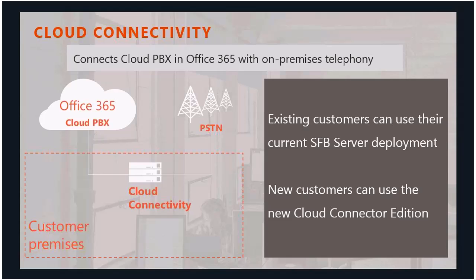And then you have the customer premises. They're all disconnected. The internet and the telephone network is in between. Customers will basically be able to connect to their premises through a cloud connectivity model. The cloud connectivity can either be Skype for Business servers, or a Cloud Connector edition. There's no charge for it. It comes with the Cloud PBX service.